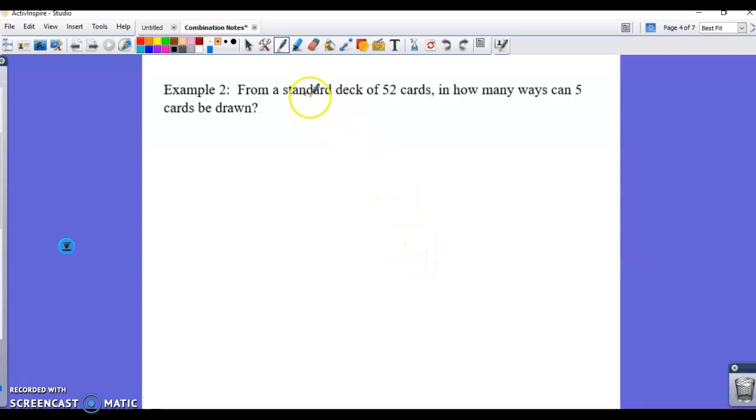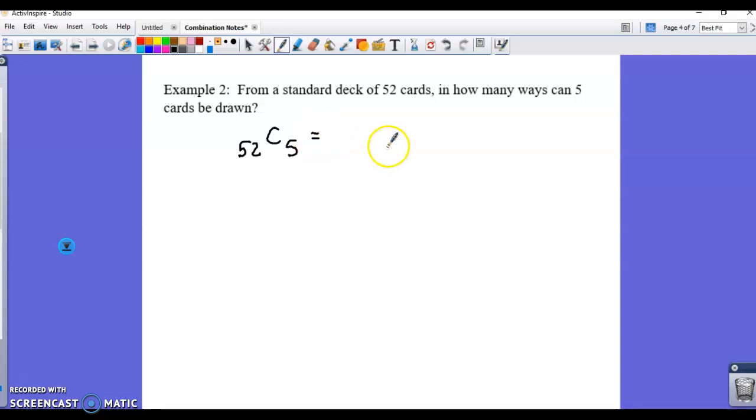All right, if you have a standard deck of 52 cards, how many ways can 5 be drawn? So if you're going to draw out of a deck of cards, it doesn't matter what order you get the cards in, you can rearrange them any way you want to. So this is going to be a choose problem. It's just 52 choose 5.